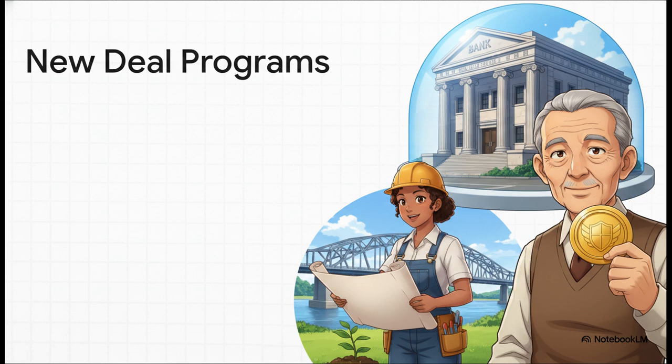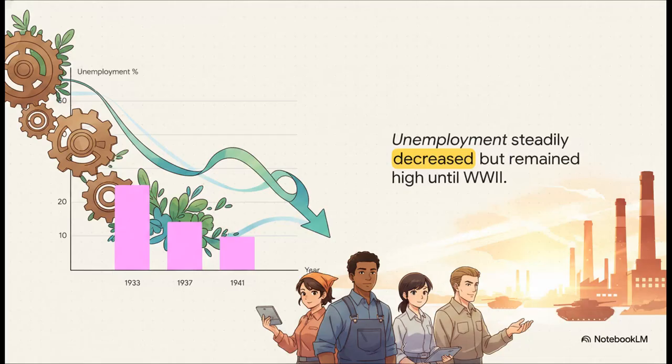FDR's very first move in 1933 was the Emergency Banking Act, which, along with creating the FDIC, guaranteed bank deposits and instantly halted those panicked bank runs. He created the SEC to regulate Wall Street. Agencies like the WPA and CCC directly hired millions for public works, entirely bypassing the frozen private sector. And crucially, the Social Security Act introduced pensions and unemployment benefits, which cemented the government's role in providing a permanent social safety net.